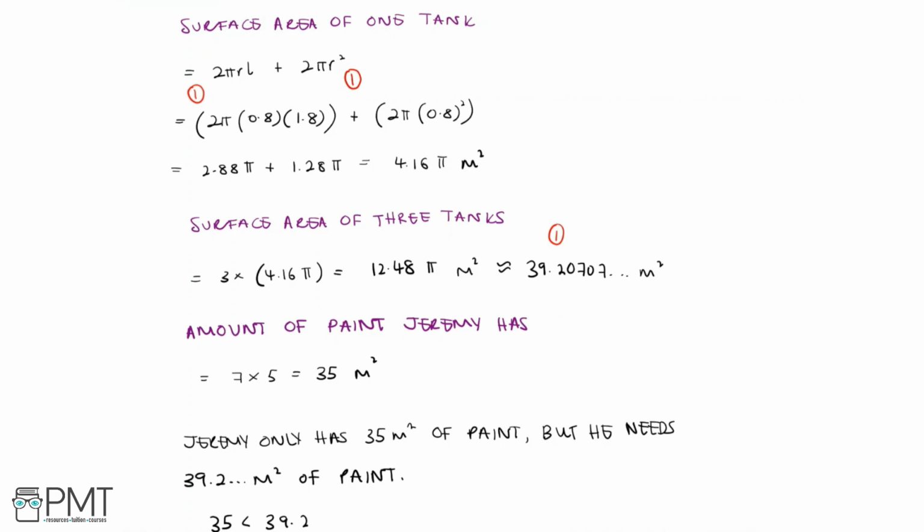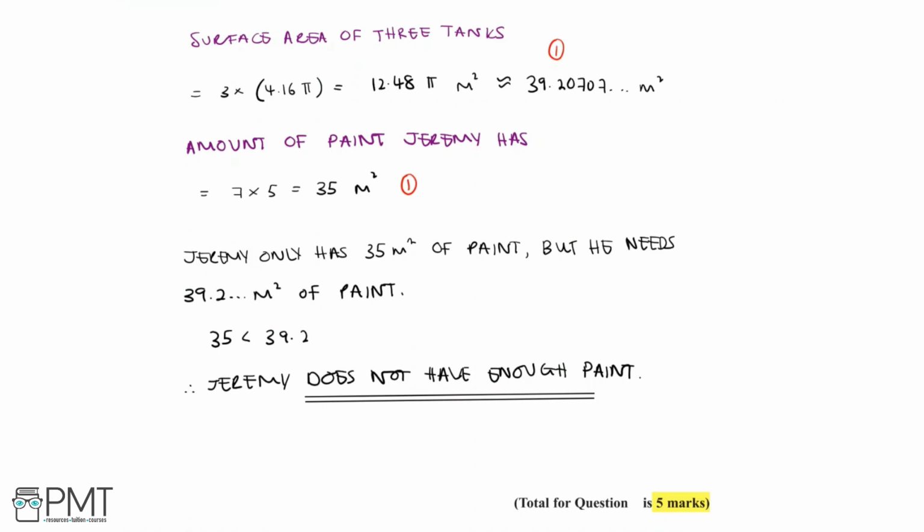We get the fourth mark for finding the amount of paint that Jeremy has, by doing 7 multiplied by 5 in order to find that Jeremy has 35 meters squared worth of paint. And we get the fifth and final mark for realising that Jeremy only has 35 meters squared of paint, but he needs at least 39.2 meters squared of paint. And so this 5th mark is for conclusively stating that Jeremy does not have enough paint to completely cover the 3 tanks, allowing us to get the full 5 marks needed in this question.